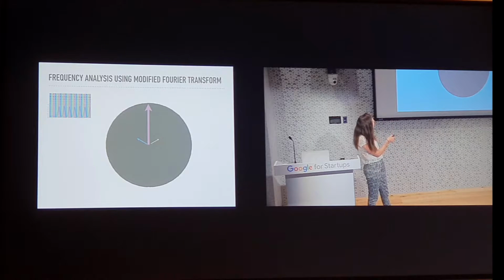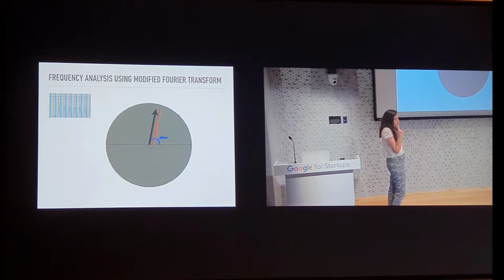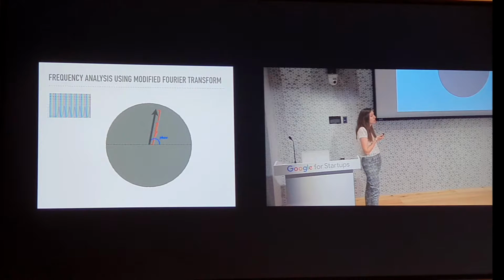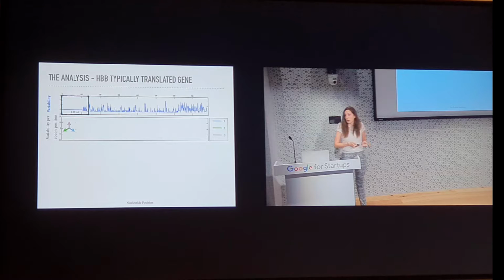And what we do with these 3 vectors is radially sum them, to get one resulting vector, which has a magnitude and a phase. We can use this resulting vector to infer the translational frame. This vector would point to the most variable position within a codon. Since we know that the third position should be the most variable, we can infer the translational frame. And the analysis is done in a sliding window manner.